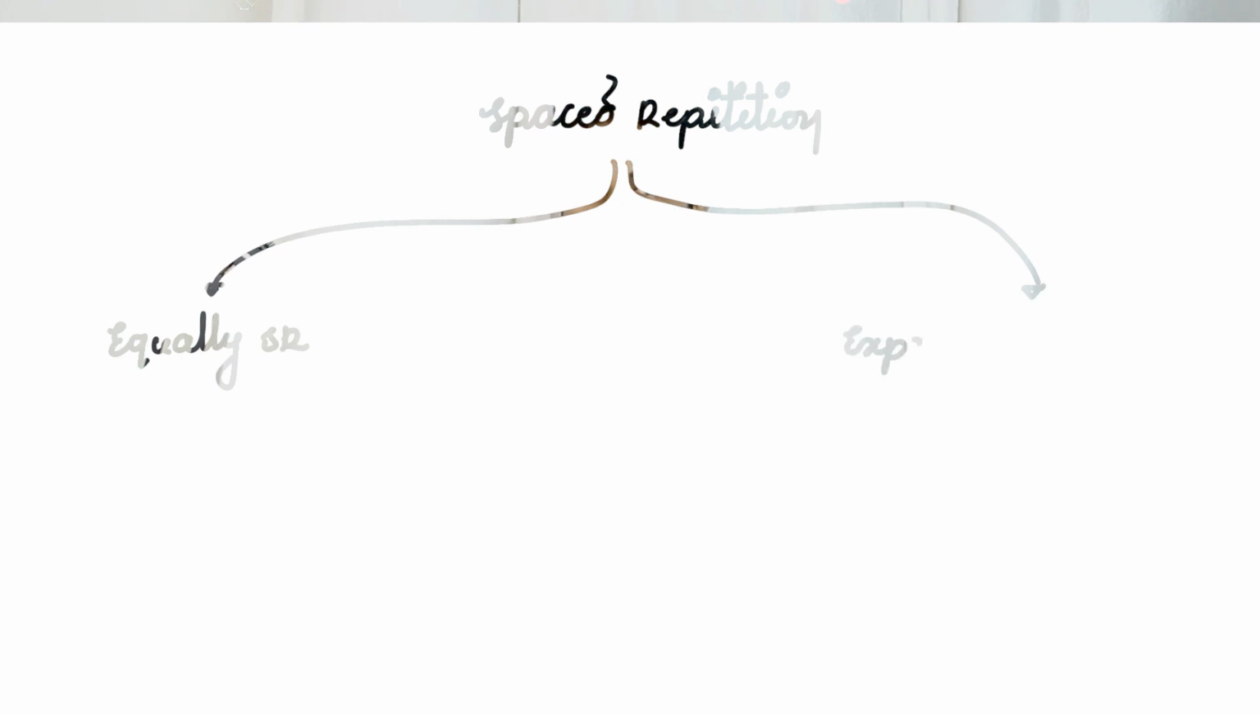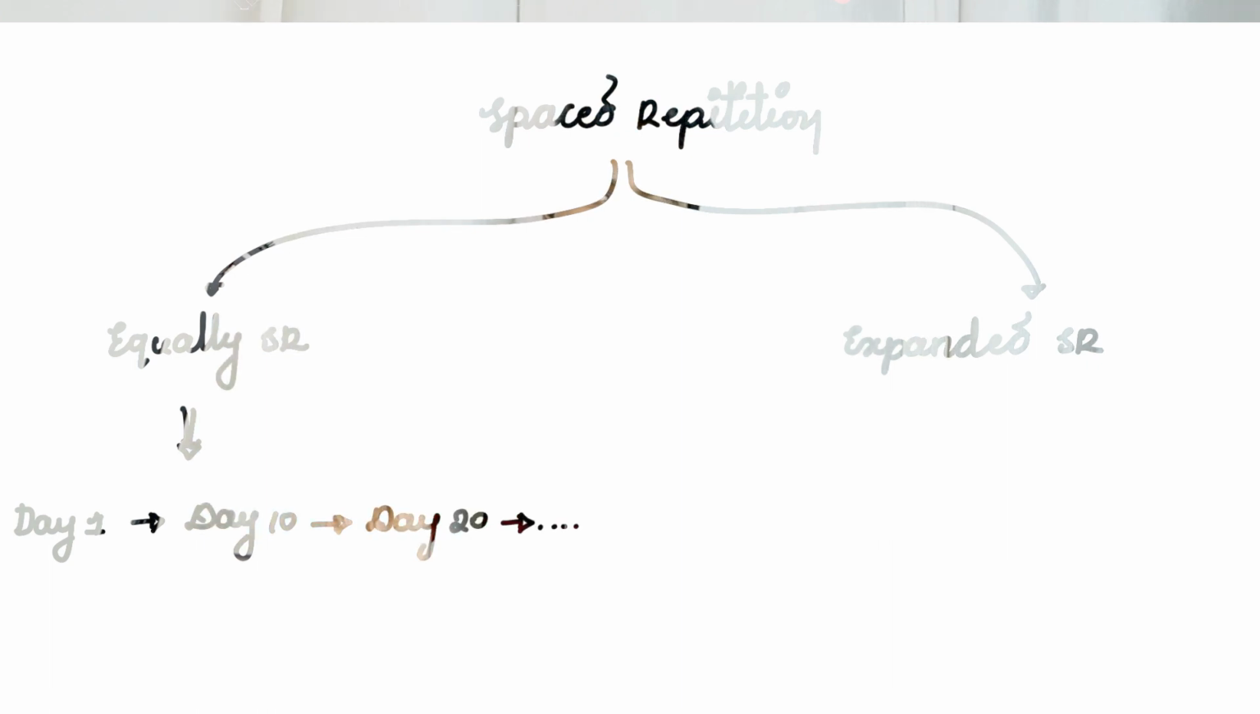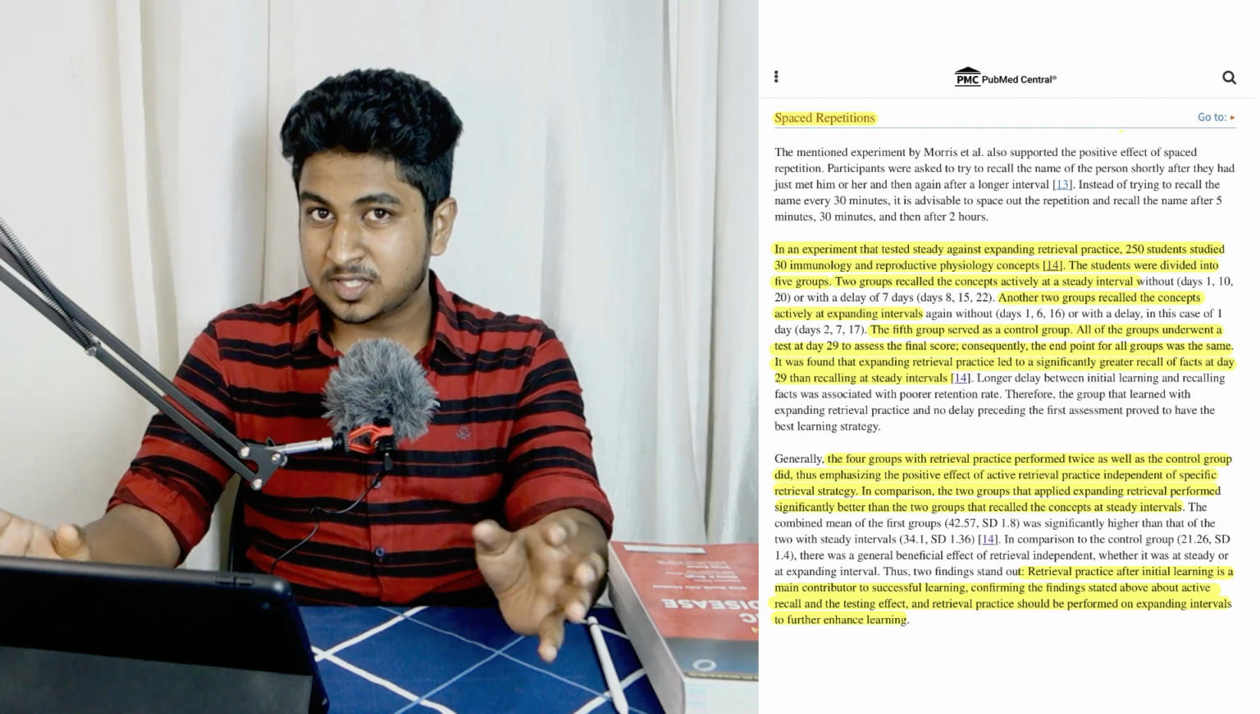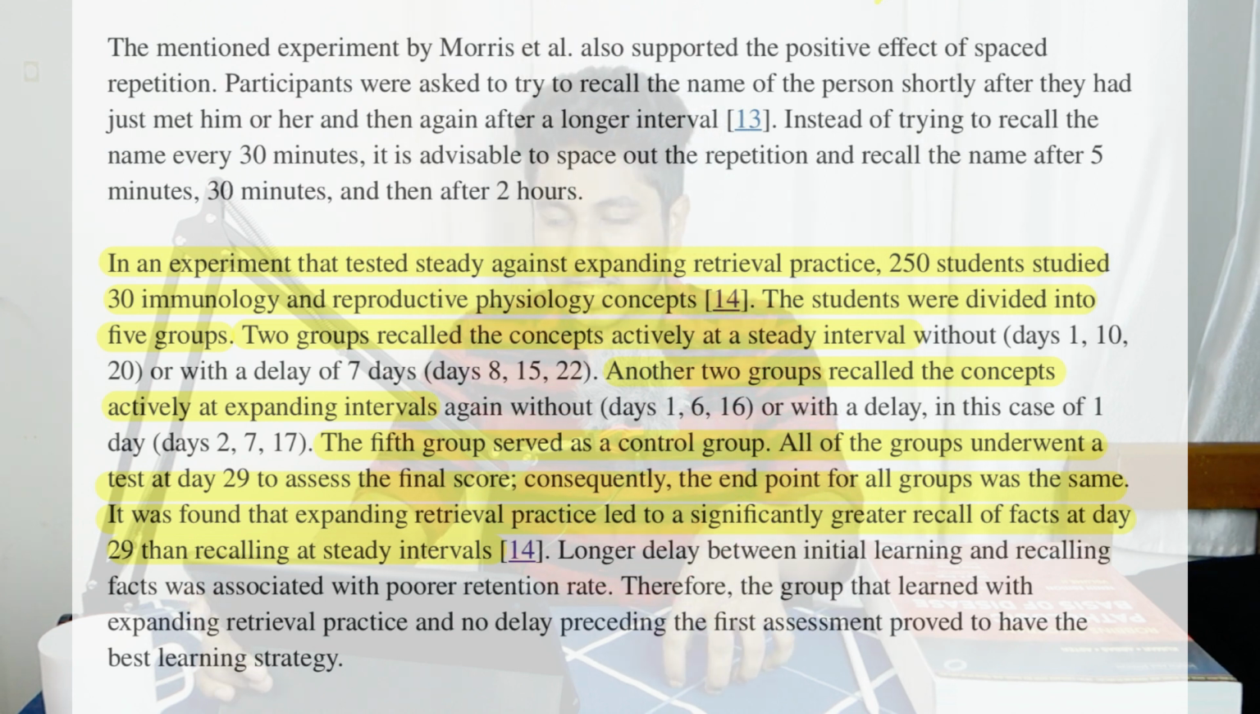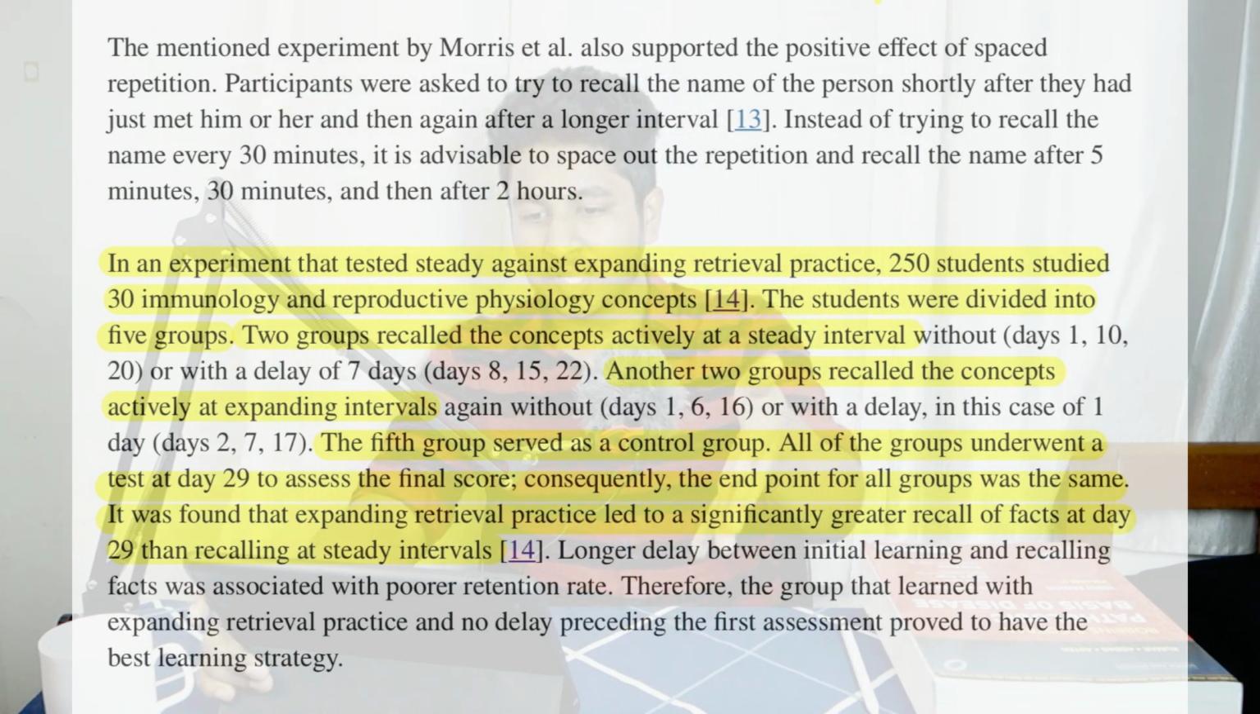And then moving on to the last, and that's also a quite popular technique known as spaced repetition. This technique can be done in 2 ways. Either you can equally space your revision sessions, that is equally spaced repetition, or use expanded spaced repetition, in which you gradually increase the days or the interval between your specific revision sessions. In an experiment which wanted to know the difference in performance between equally spaced repetition and expanded spaced repetition, 250 students were selected and divided into 5 groups, out of which 4 groups retrieved information using spaced repetition, and the 5th group served as a control group.